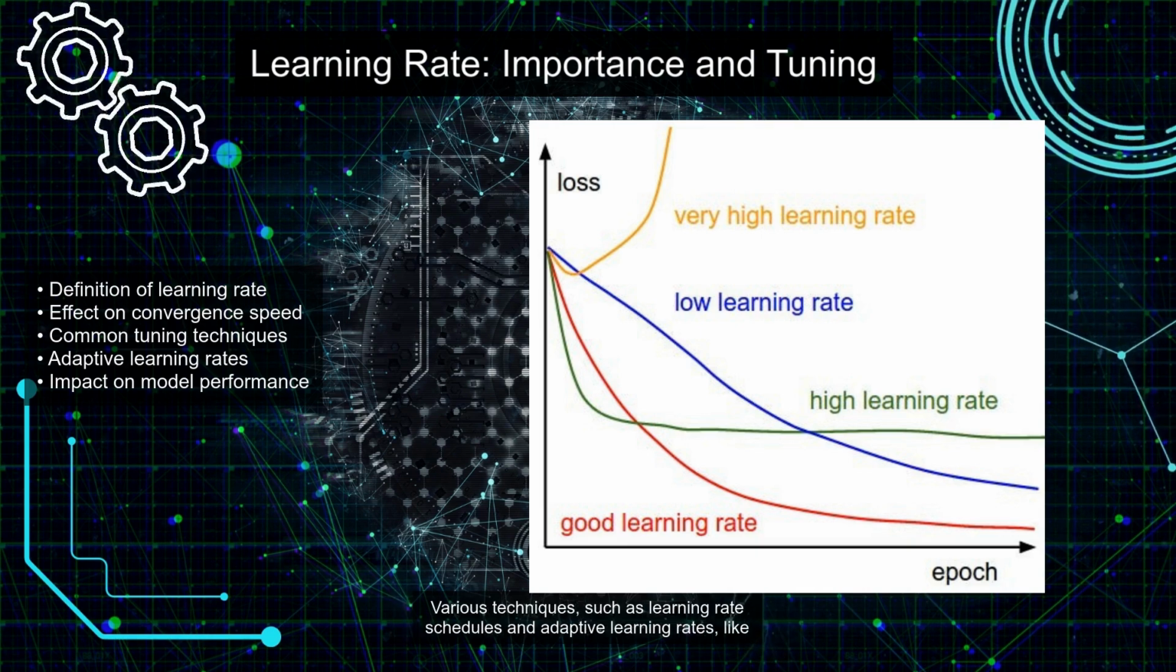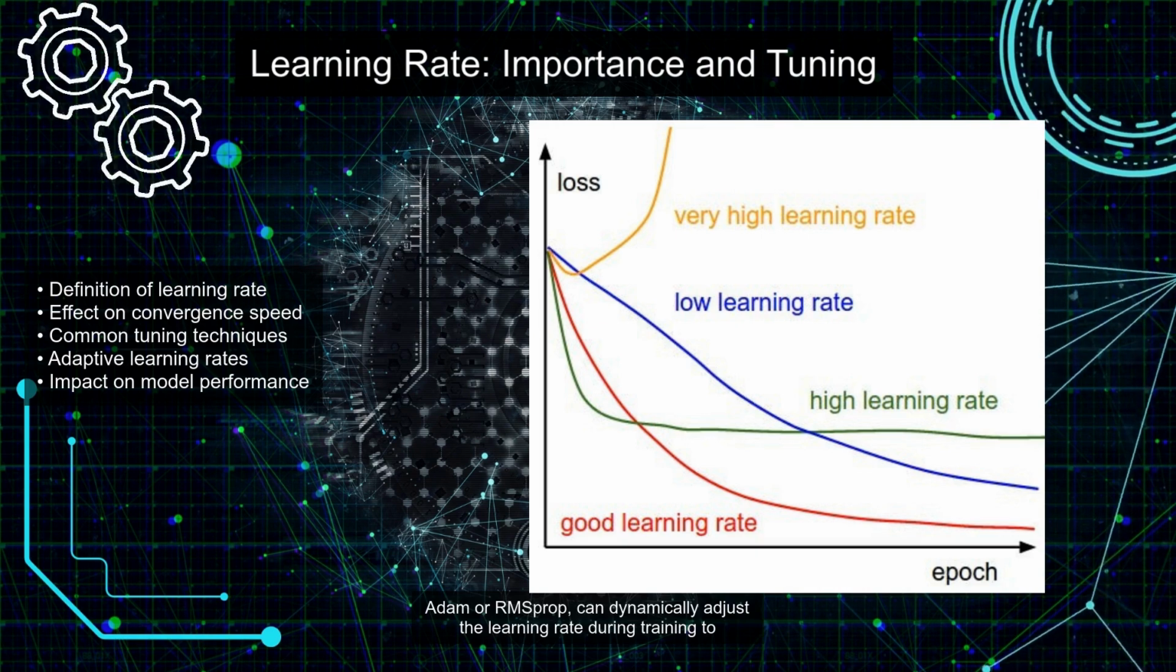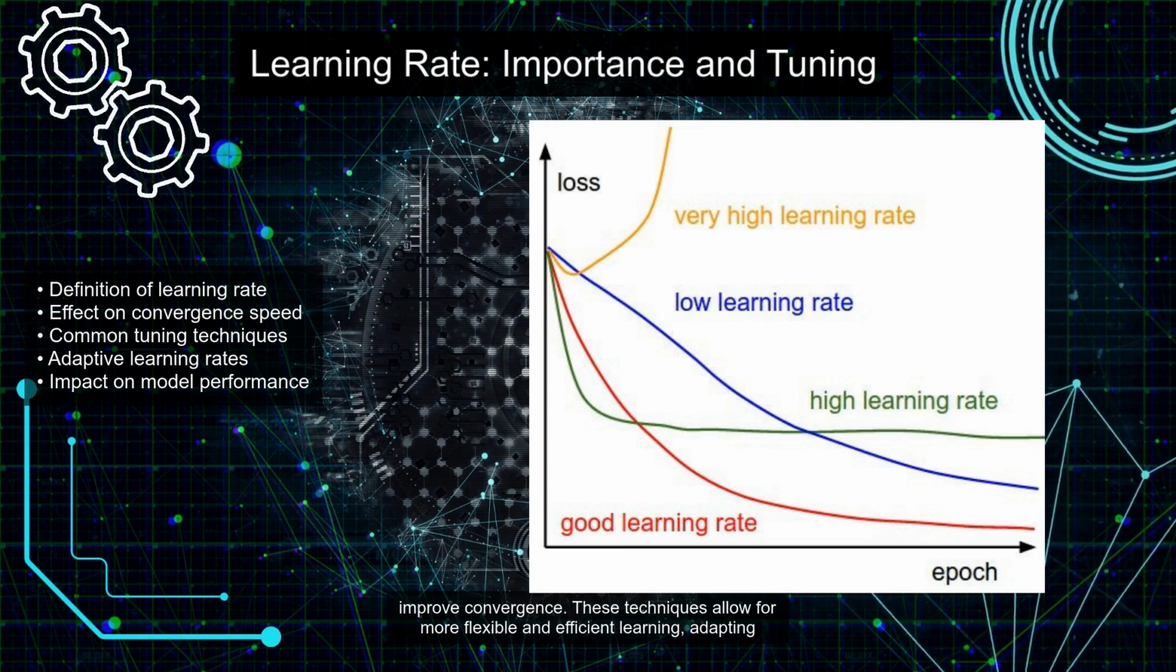Various techniques, such as learning rate schedules and adaptive learning rates, like ADAM or RMSprop, can dynamically adjust the learning rate during training to improve convergence.